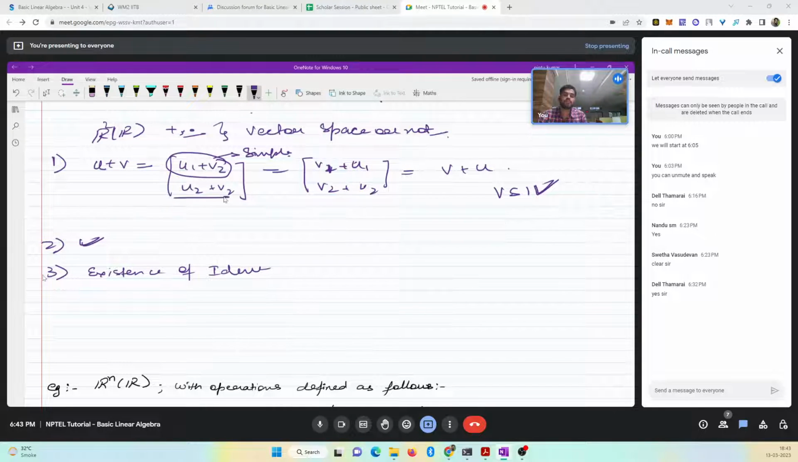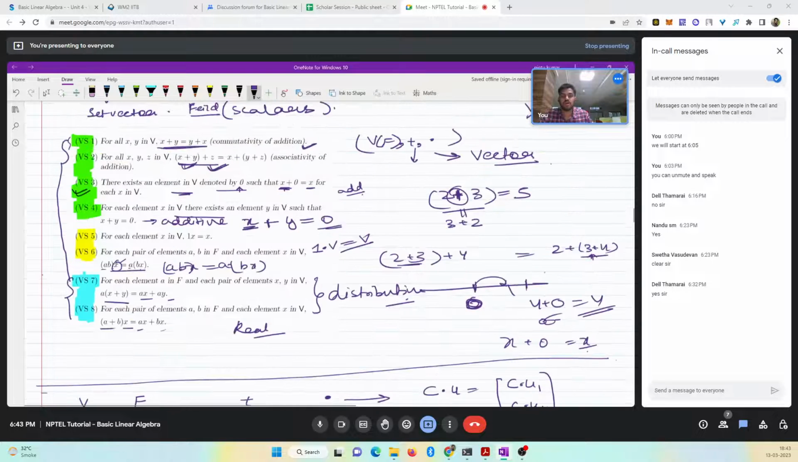So for this element, what would be our identity element? This is 0 comma 0. If you add 0 comma 0 to any u1, u2, what would it be? You will again obtain u1 comma u2 only. So we have an identity element too.